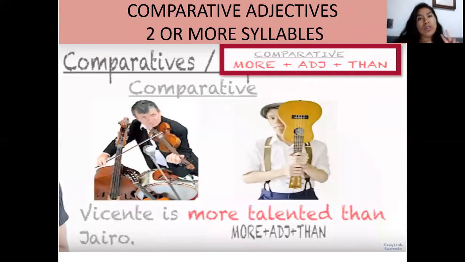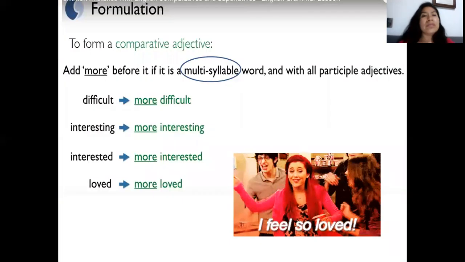If we have two or more syllables in comparatives, the expression changes. In this case, the formula is more plus adjective plus than. Example: Vicente is more talented than Jairo. If you notice, now the adjective talented has two syllables. That's the reason we use the expression more in the comparison. Vicente versus Jairo.